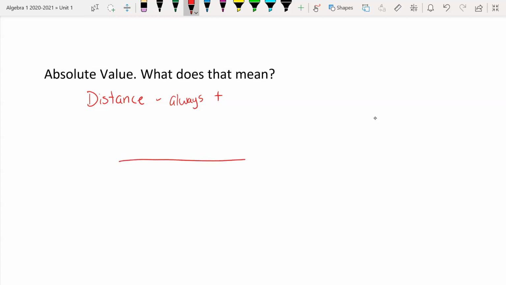So if I gave you a number line, and I said, what's the absolute value of 5? So we start at 0, 1, 2, 3, 4, 5. How far is it from 0 to 5? Well, most people will say it's 5 units, so your answer is 5.